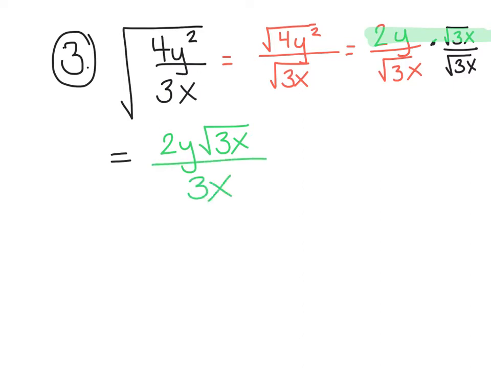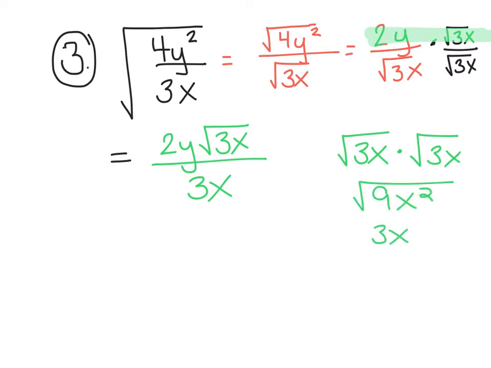Now, quick reminder off on the side, if you don't remember why, square root of 3x times the square root of 3x is the same as the square root of 9x squared. Well, square root of 9 is 3, square root of x squared is x, so I'm left with just the base. Or you could think I'm squaring and then unsquaring, so of course it leaves me with the base.